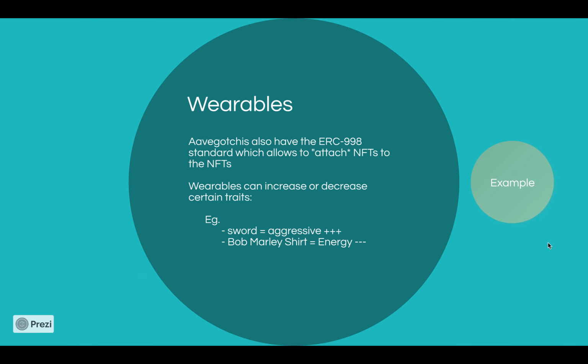Next, we're going to look at the variable NFTs. Aavegotchis, apart from being an ERC20 token, also have the ERC998 standard, which allows you to attach NFTs to the NFTs. So it's like NFT children, basically, that can be attached to the Aavegotchi, which in that case are clothes, hats, swords, etc. Just anything you can attach or wear. Variables can increase or decrease certain traits. For example, a sword might make the aggressiveness value go up, whereas a Bob Marley shirt might decrease the energy levels.